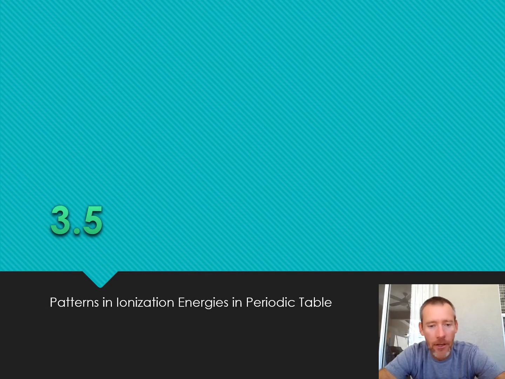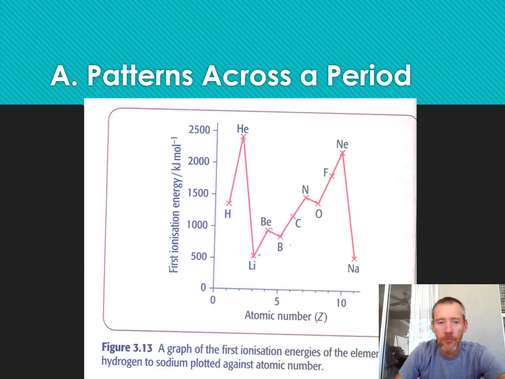This is all about the patterns of ionization energy and how you can determine why the different ionization energies change or fluctuate. All right. So you've seen this graph. You made it. There's a few things that are obscure.